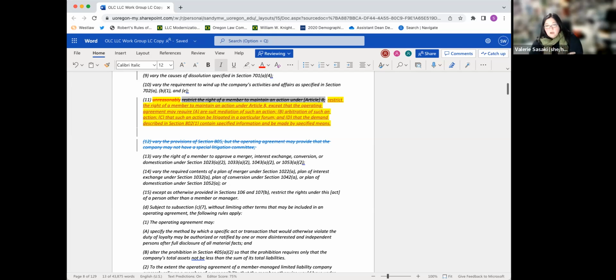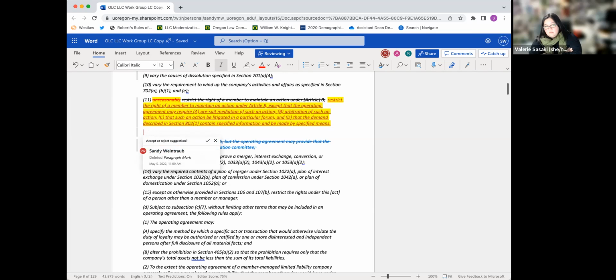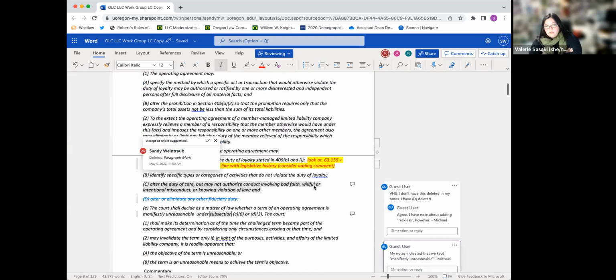I mean, I think we could put a comment, or a note, saying that this is intended to comply with the current law. I think that's fair, that we're not intending any change in Oregon law with regard to direct actions here. Right, and so not there, Sandy, but down at the end of, yeah.